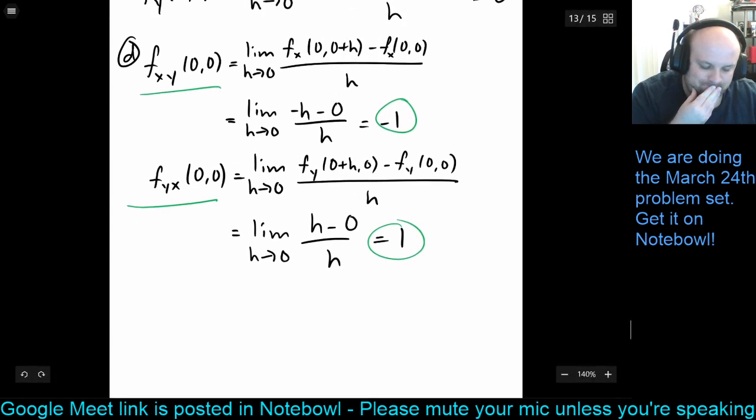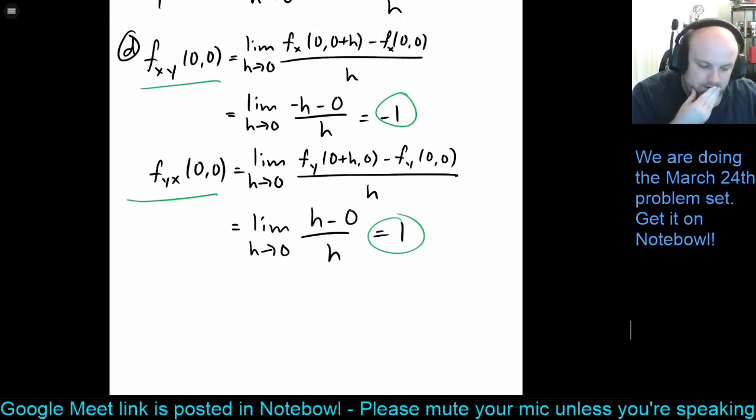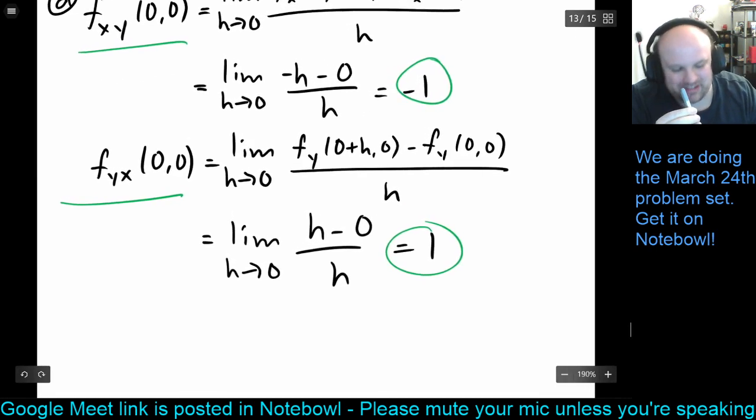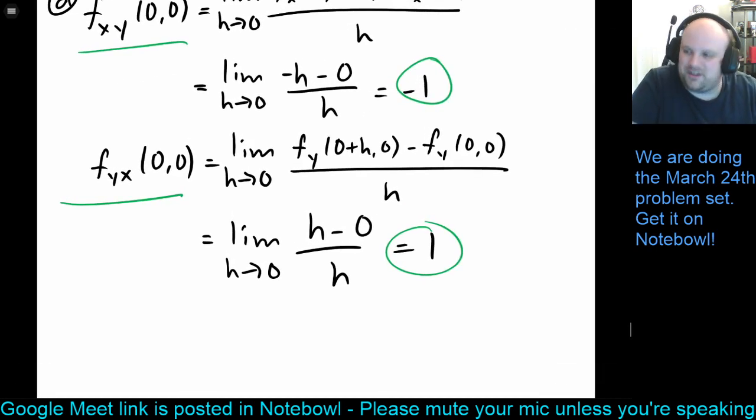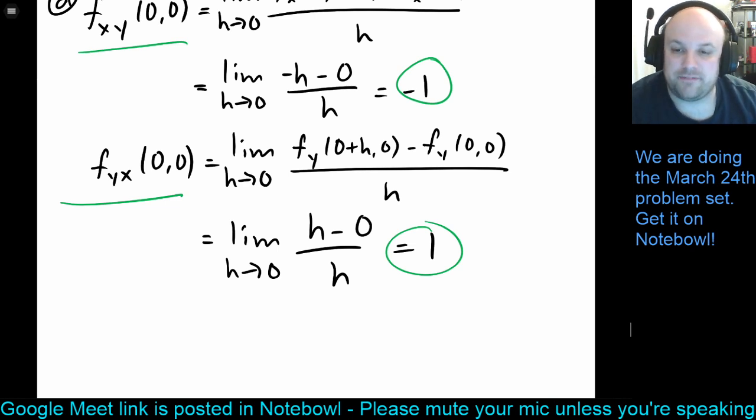So the question is, does that conflict with Clairaut's theorem, the one that says mixed partials should be equal? The fact that I'm asking this question should mean no, there's not a conflict. The question would be, well, why not? And that comes down to, let's look at the graph of these things.